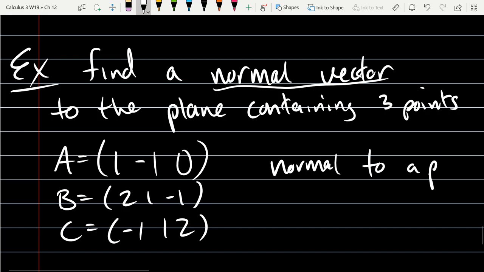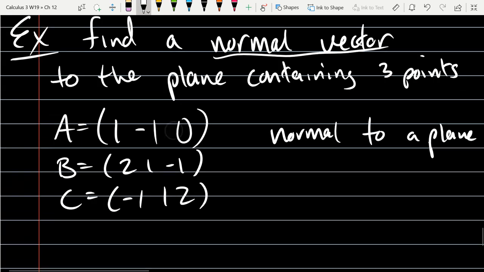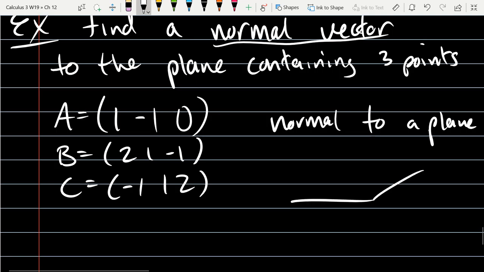All right, so let's look at the word normal vector. Normal to a plane. So I'm going to draw a plane out here. Normal is going to point perpendicular to a plane. So think about your table. Your table is a plane. The earth is flat. It's a plane. So normal will point straight up or straight down to either of those two objects.